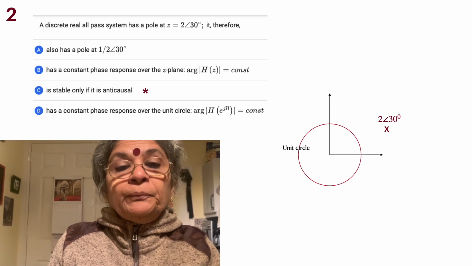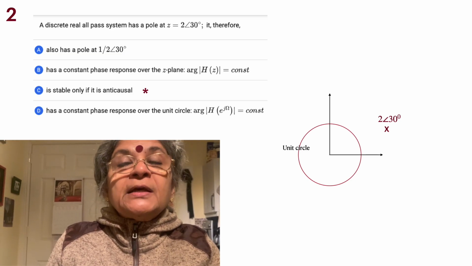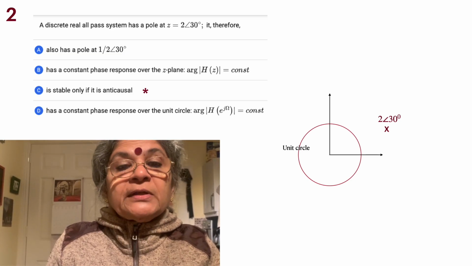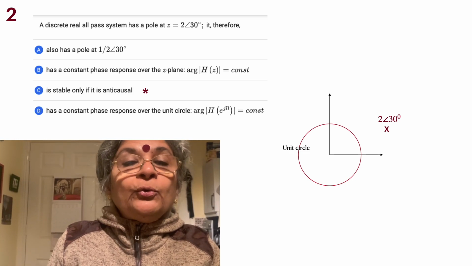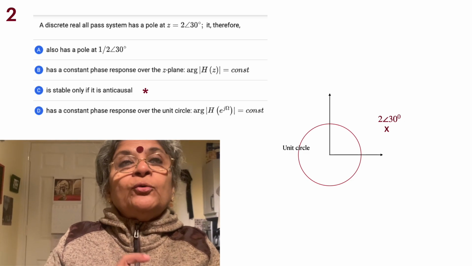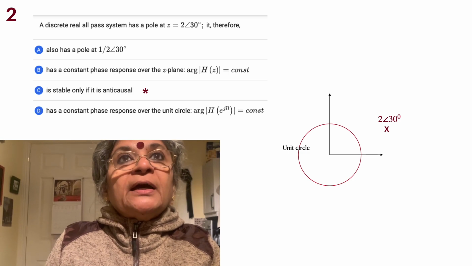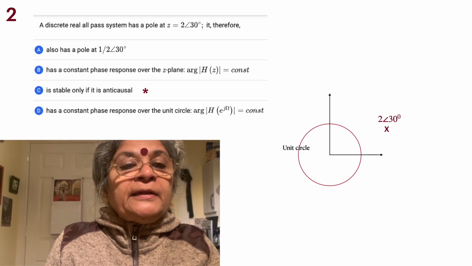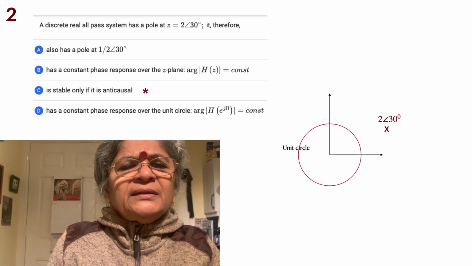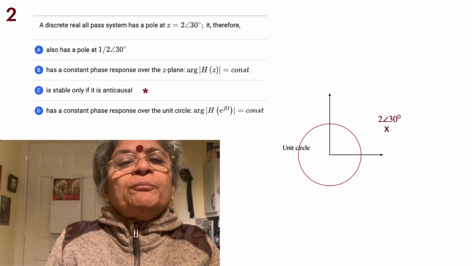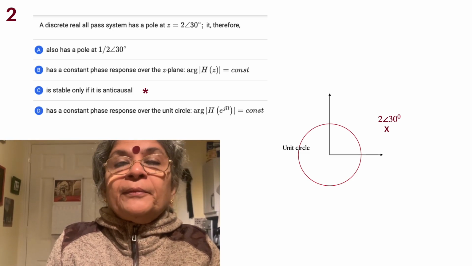So z is equal to 2, and it also has an angle equal to 30 degrees. Of course this cannot exist on its own for a stable system or a real system. It should have its conjugate, and the conjugate would be at 2 angle minus 30 degrees, such that both the real quantities are the same, but the imaginary quantities are both positive and negative. It therefore also has a pole at 1 by 2 angle 30 degrees. It's not right, because the pole would still be at 2, and of course it would have an angle of minus 30 degrees.